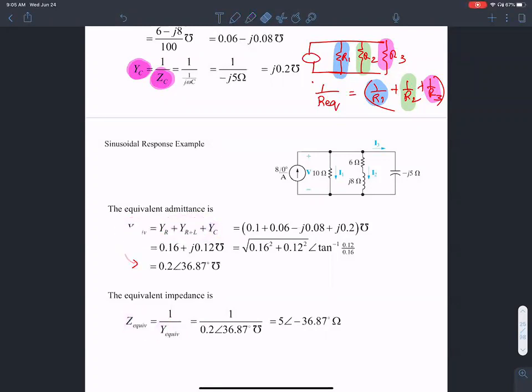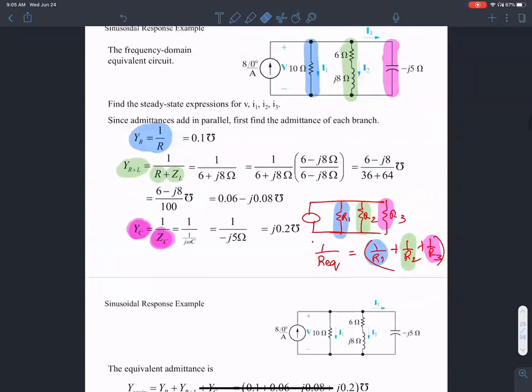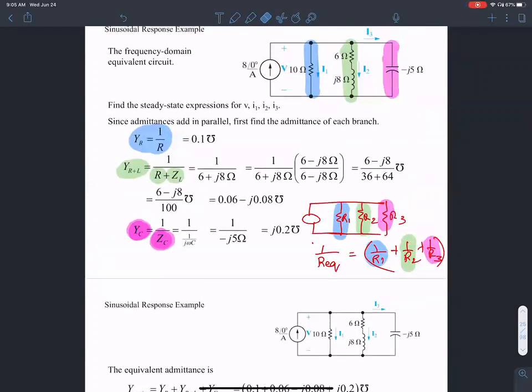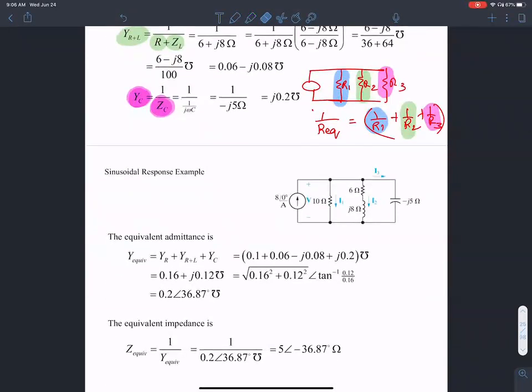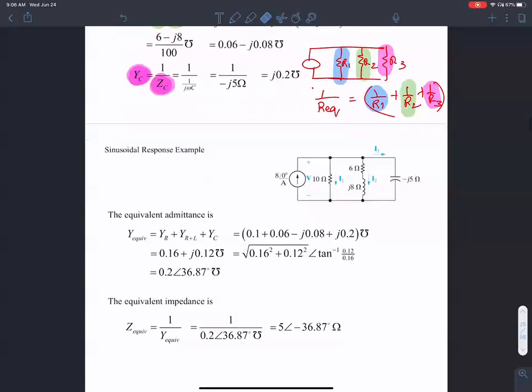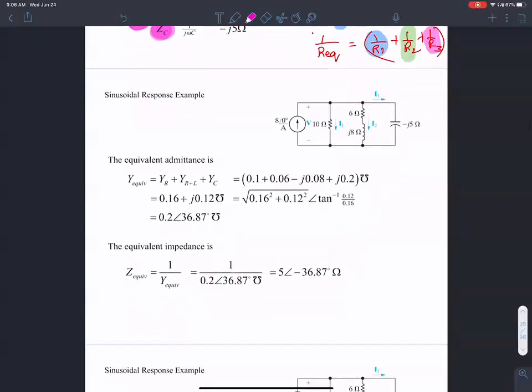So what I'm doing is pretty much the exact same thing that I would do if I had three branches with resistances, except that instead of dealing with pure real numbers, I'm now having to deal with imaginary numbers. Take the sum of the reciprocals and then invert it. The reciprocal of that gives me my equivalent impedance.